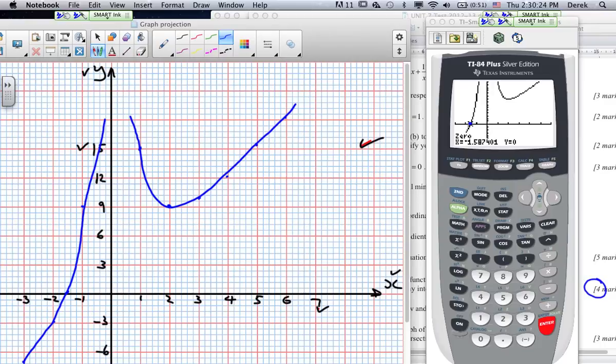Now, getting the intercept will get you a mark there. Drawing a nice curve will get you a mark, so the blue line, a nice curve, and then labeling this. We had to label that P, the minimum point. Now remember, we know that that point over there is the point (2, 9). Okay, so we've done that. We've drawn our graph, and that will be a total of 4 marks.